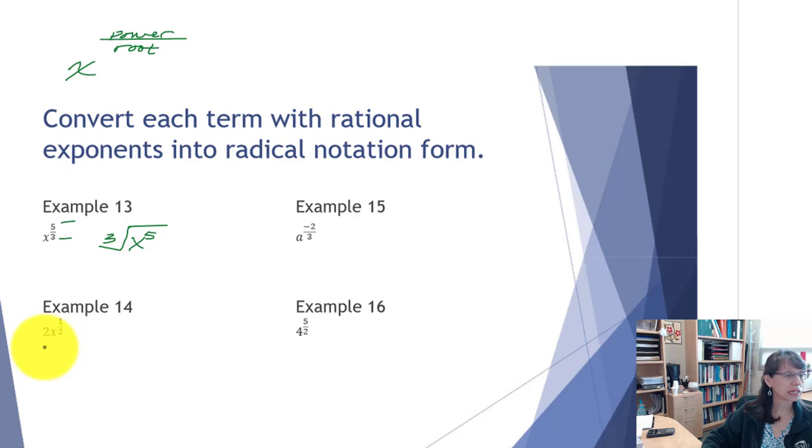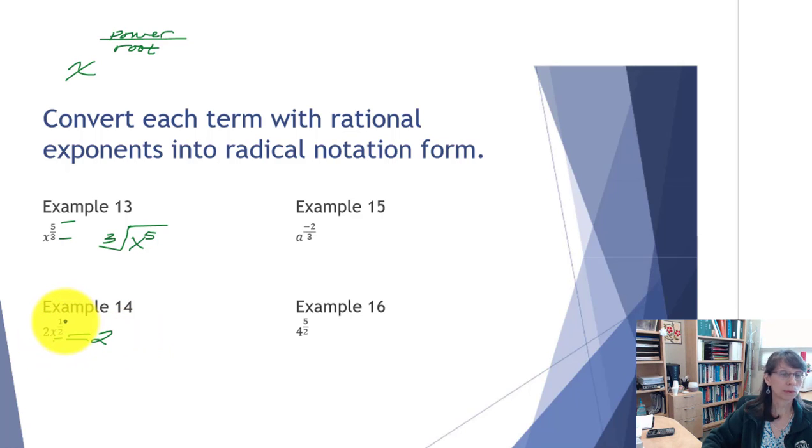In example 14, we have 2x to the half. Now what's important here is knowing which base is raised to the power. Only the base of x is raised to the power of 1/2. 2 is not included because there is no parenthesis saying to include it. So this breaks down as 2 being multiplied by x to the half.